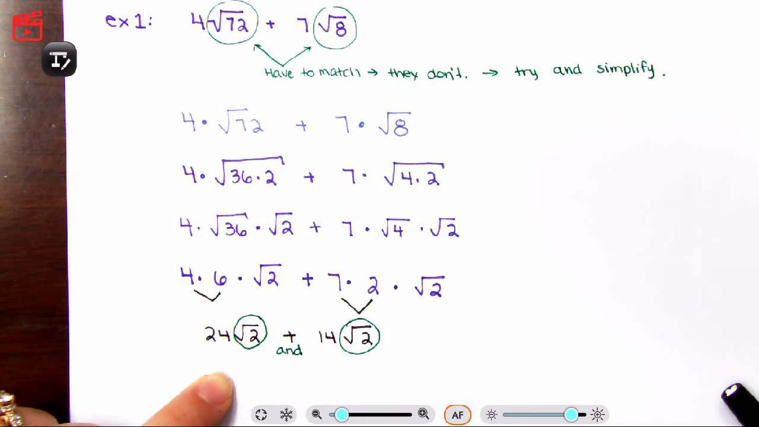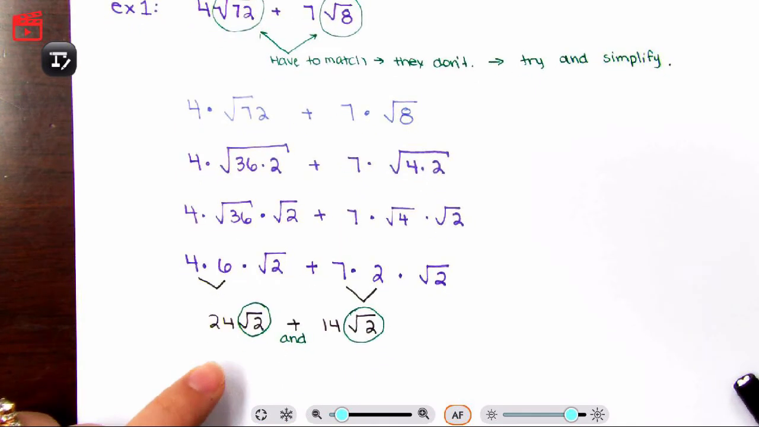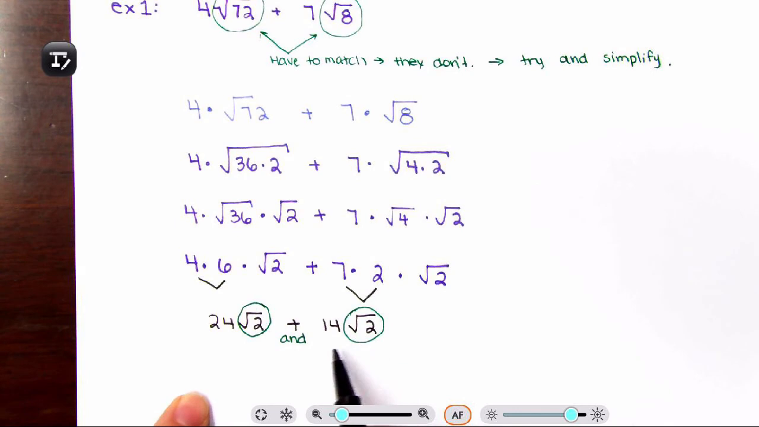So how many total root 2 bubbles do I have? Well, I'm going to add those quantities of bubbles. So I have 24 and 14. That means I have 38 root 2 bubbles total. And that is your answer.